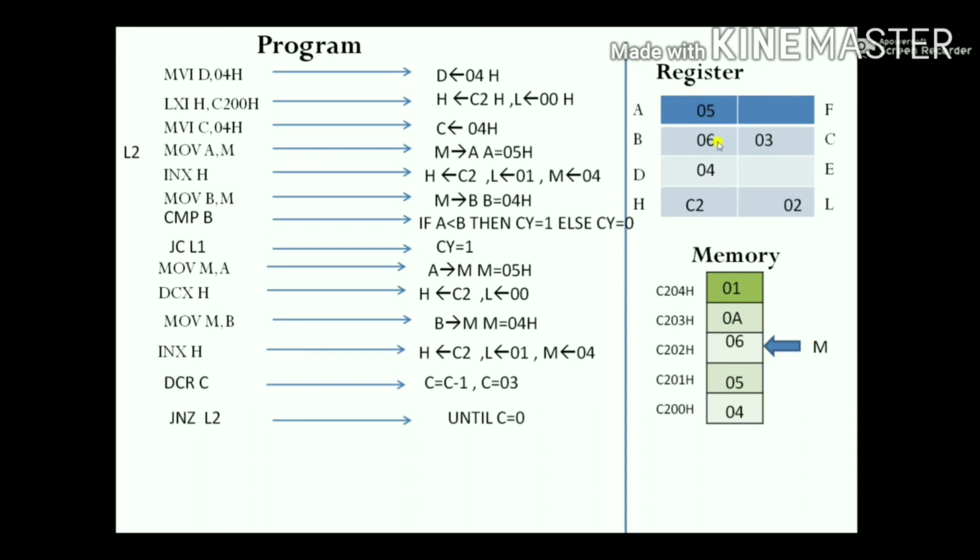Now we are going to compare 05 and 06. We are comparing 05 and 06 at this step. Now the accumulator is 5 and register B is 6. So the condition is true: the accumulator is less than B. It means the carry flag is generated. So after this, if the carry flag is generated, then what? We have to jump to L1. It means where do we have to jump?